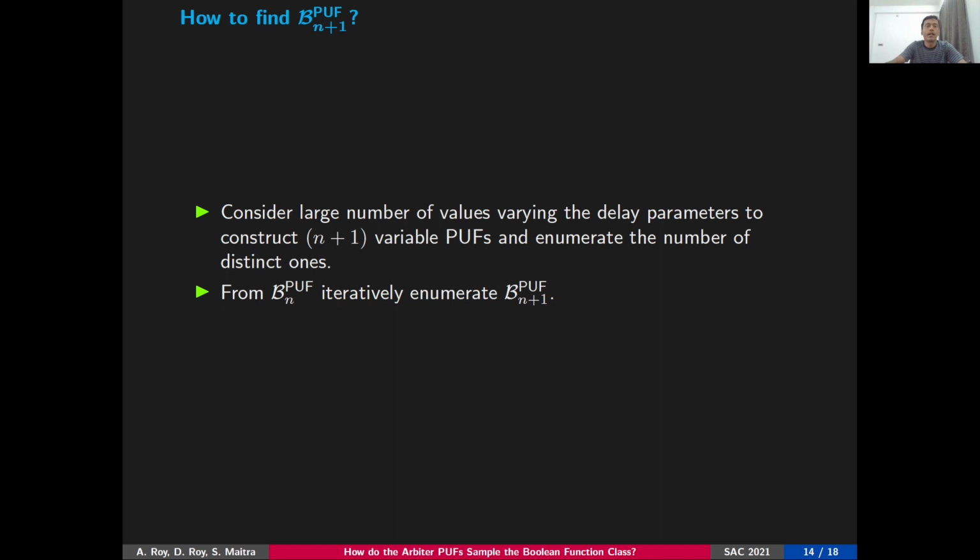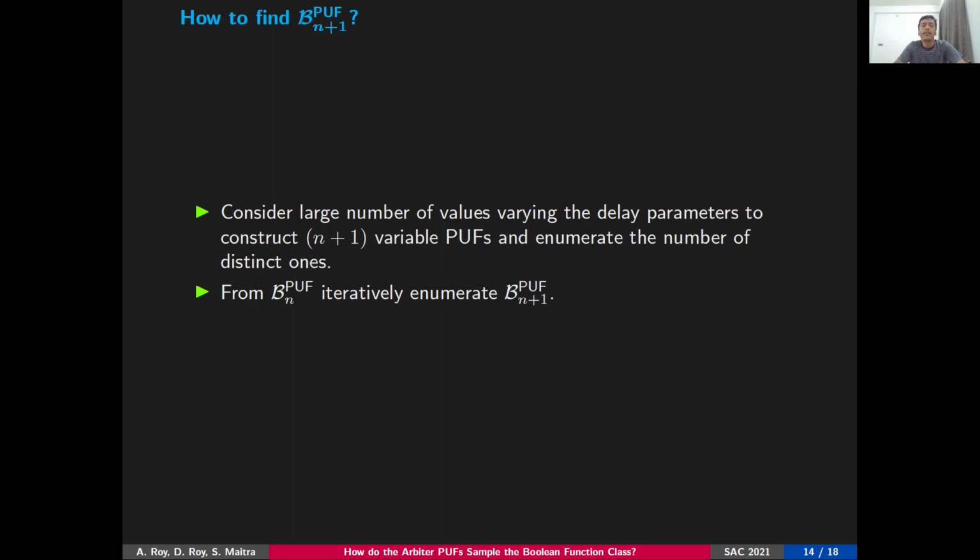Now the question is how to find the set Bn+1 PUF. One way is that you consider the delay parameters and find the distinct number of elements which are in the set Bn+1 PUF. So this is one way of finding the set Bn+1 PUF for different values of n.